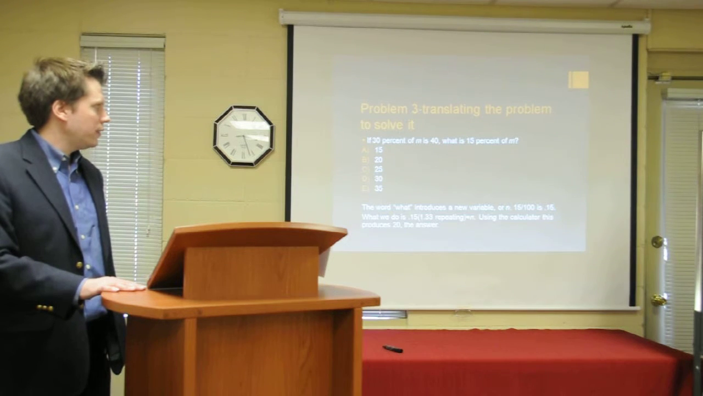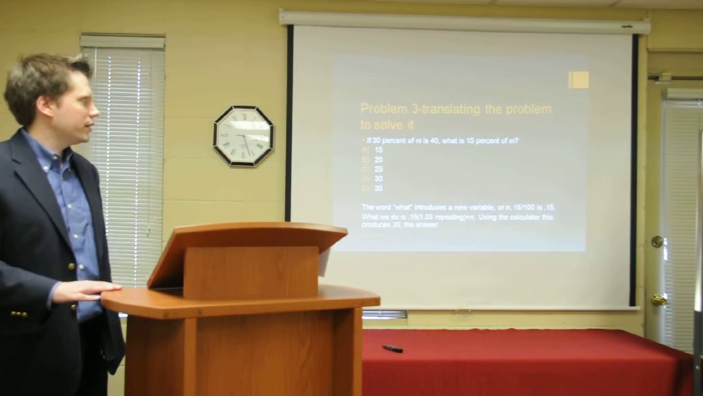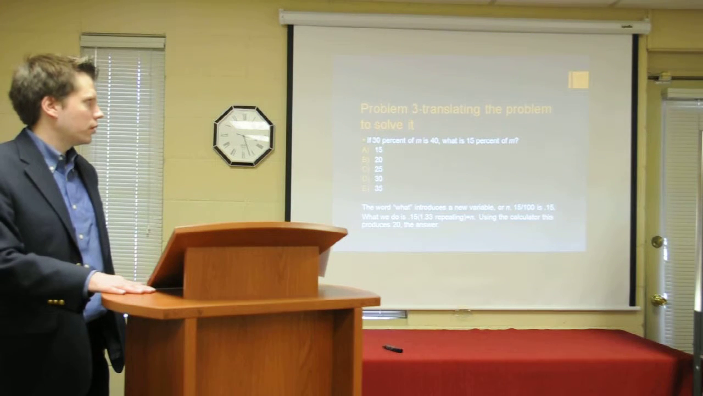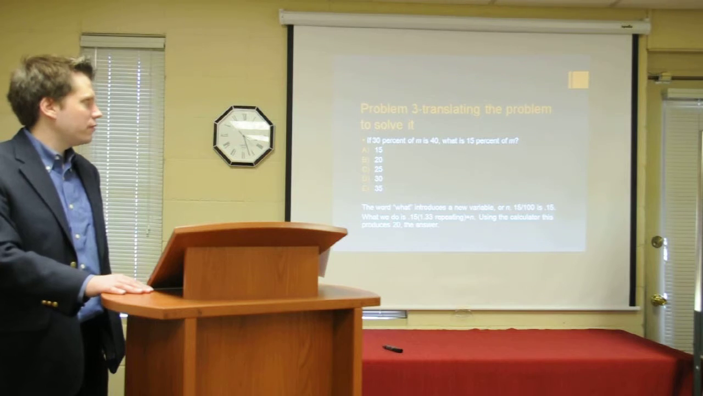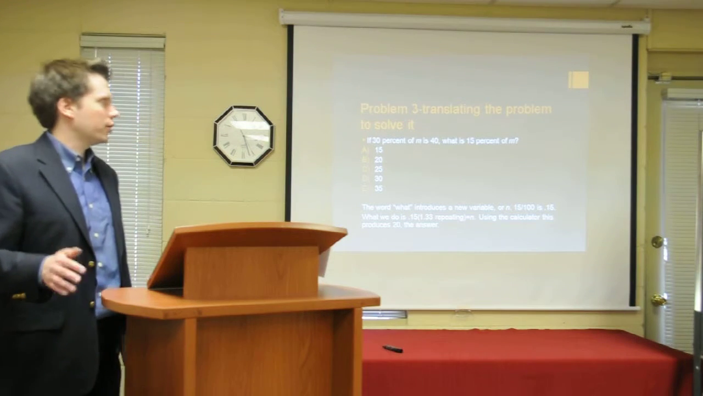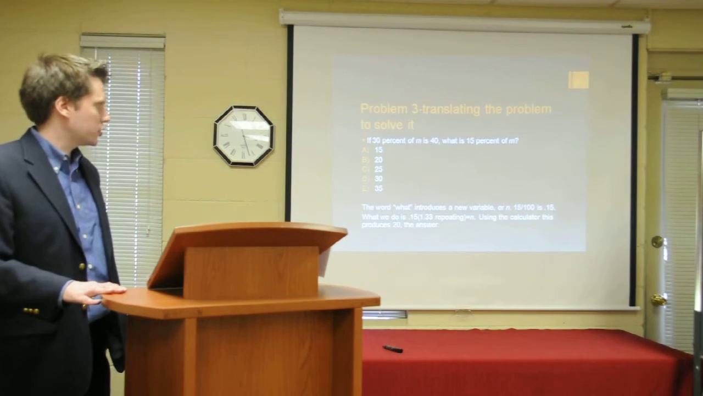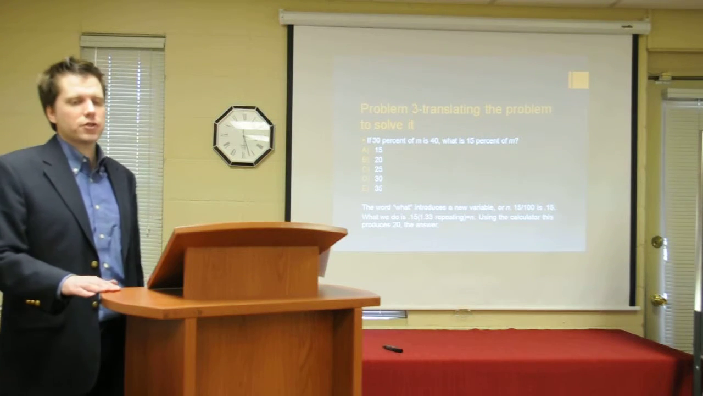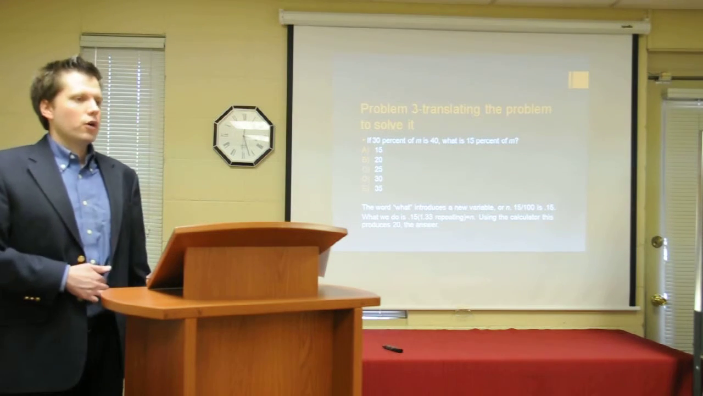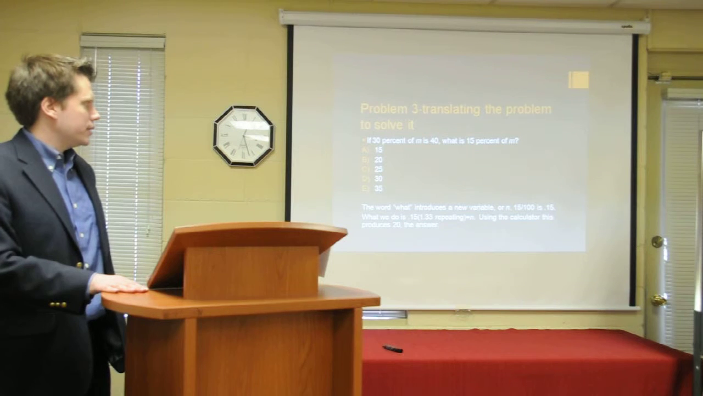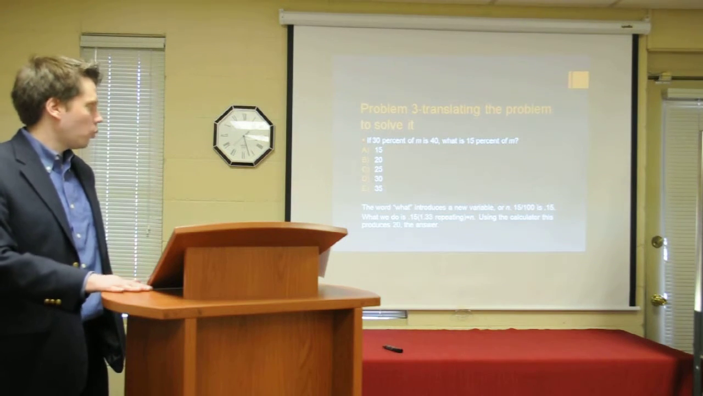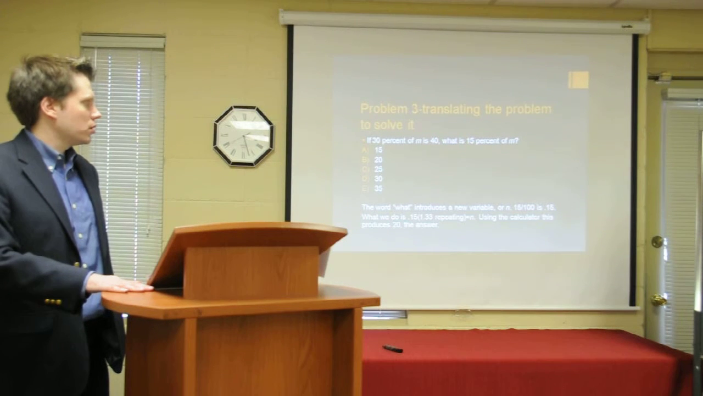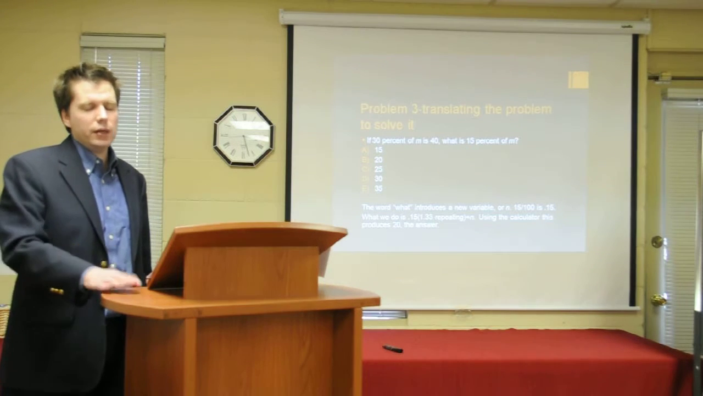Okay. And then the word "what" is introducing a new variable. We're going to call this n. And 15 over 100 will be the conversion of 15%, and that also translates into 0.15. So what we're going to do is multiply 133.3 repeating times 0.15. And when we use a calculator here, we get 20, which is the answer.